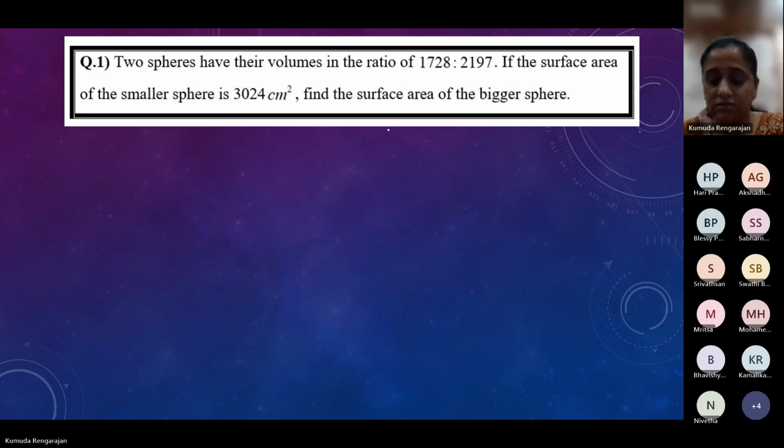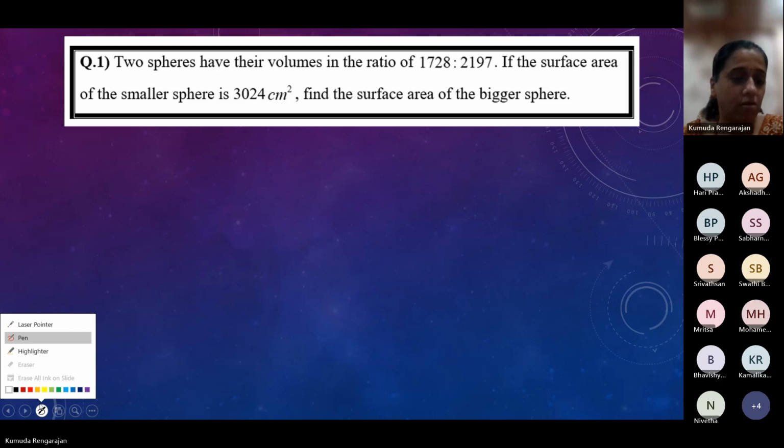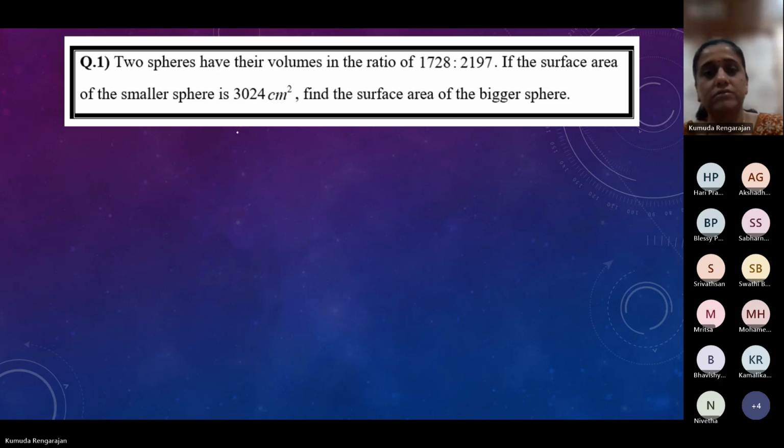Yeah, children. I'm sure you have tried the first question. Anyone wants to share the answer? What is the surface area of the bigger sphere?